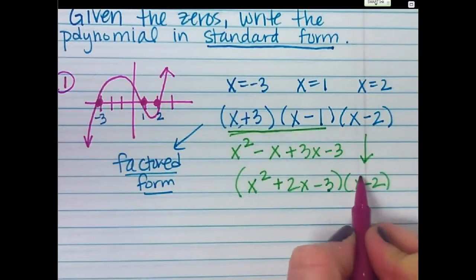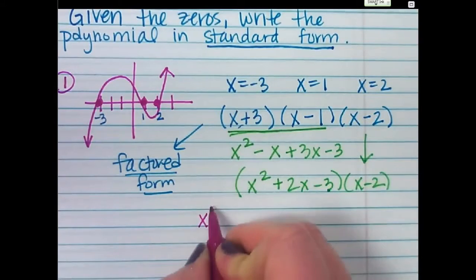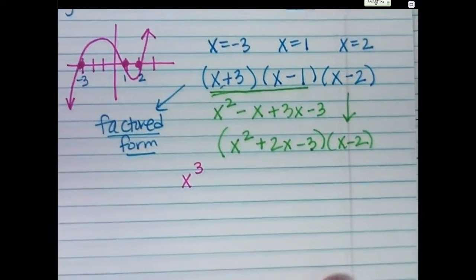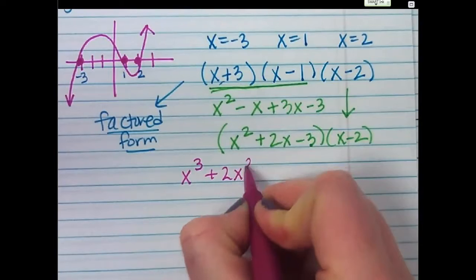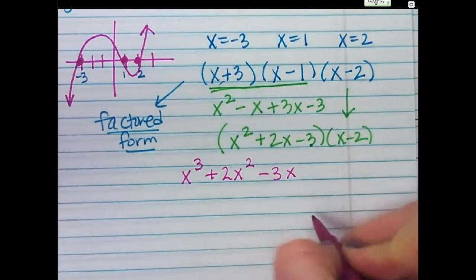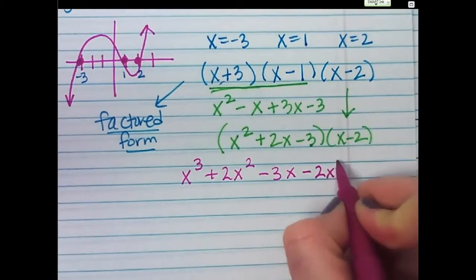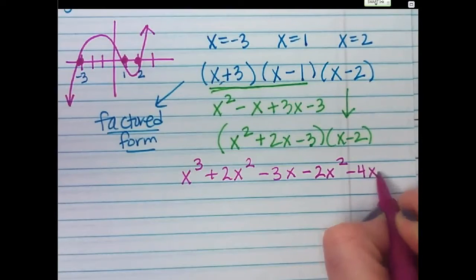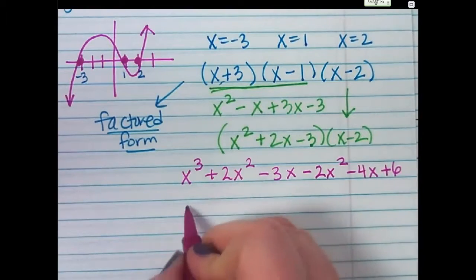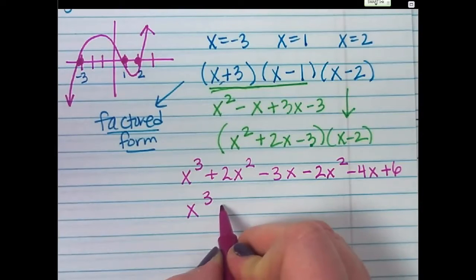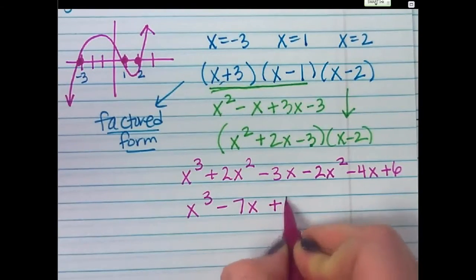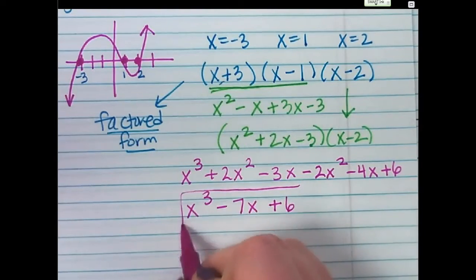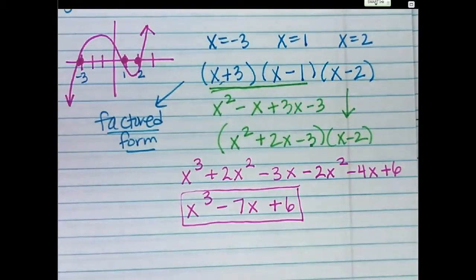So I'm going to go from the x to here. So as long as it's the same answer, it should be fine. X cubed. X cubed minus 7x.